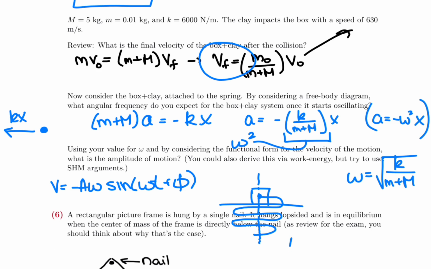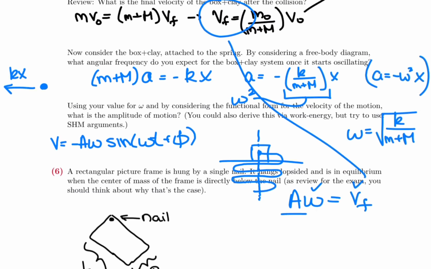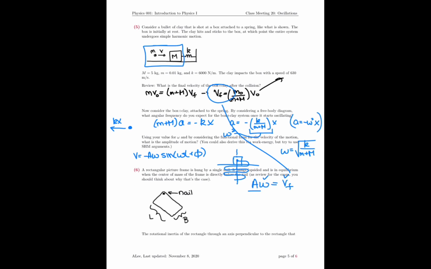So you could just say that A omega equals v final, taking what we got before. You know omega, you know v final, you could solve for the amplitude and figure out how much it moves. You could also have done this by work energy, just by considering how much the spring compresses before it takes away all the kinetic energy. You will, of course, get the same answer.